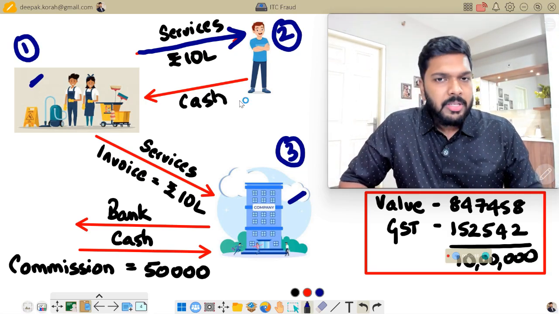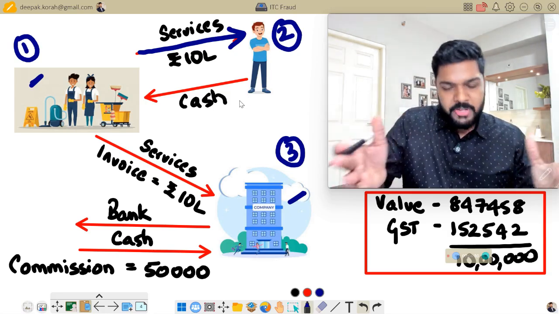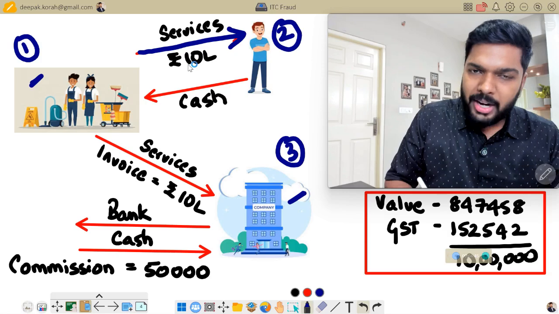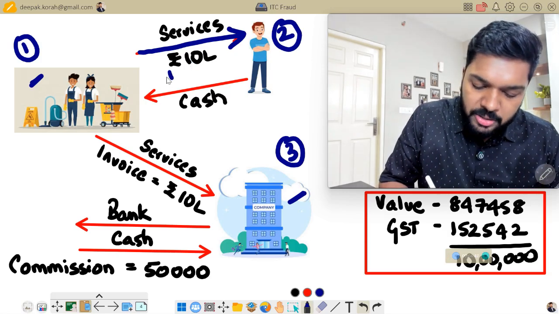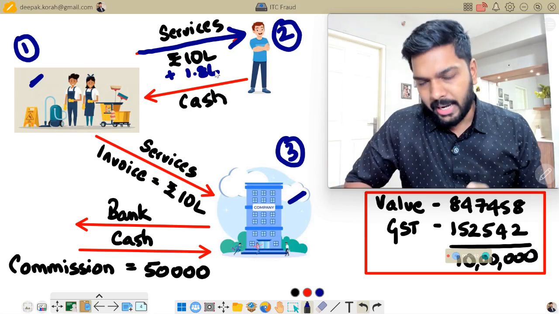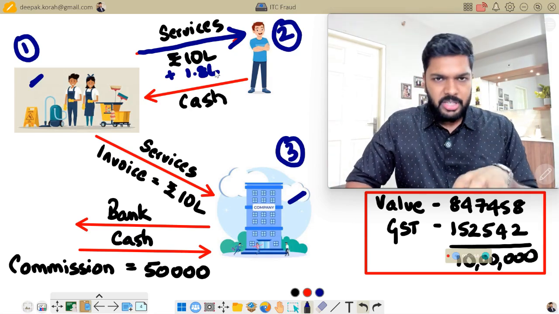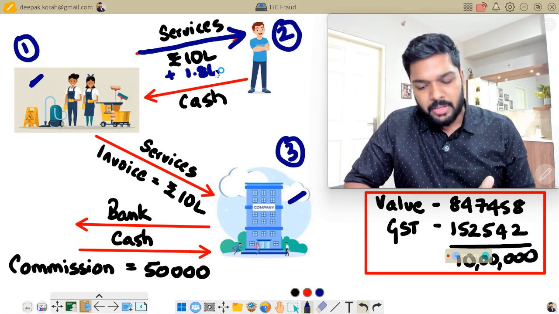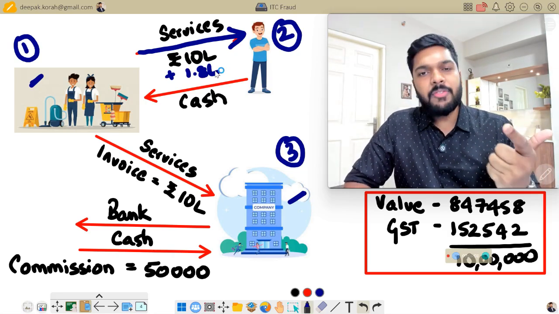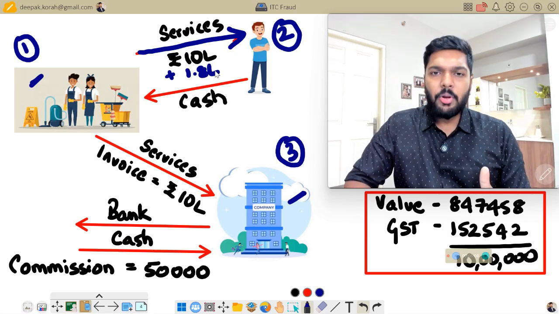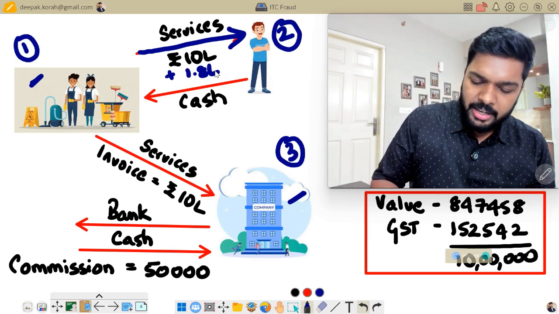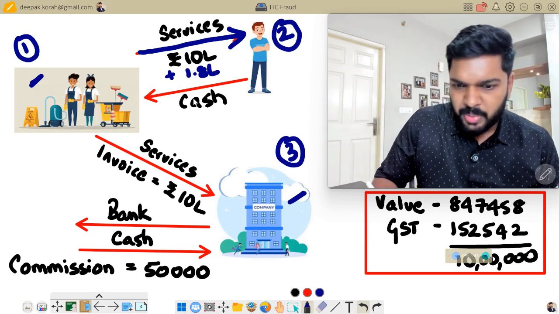The housekeeping agency says that, sir, look, we have two options. One, we can raise a GST invoice on you, no problem, but you'll have to pay not 10 lakhs, you'll have to pay 10 lakhs plus 1.8 lakhs because 18% of 10 lakhs is 1.8 lakhs. So if I were to raise a GST invoice on you, I'll have to charge GST, and you'll end up paying not 10 lakhs, 11 lakh 80,000 rupees.